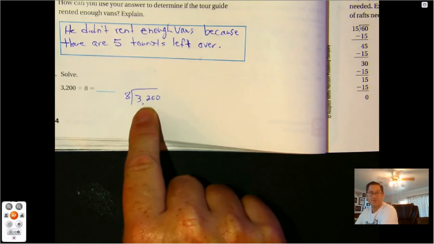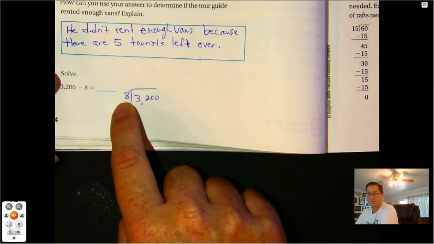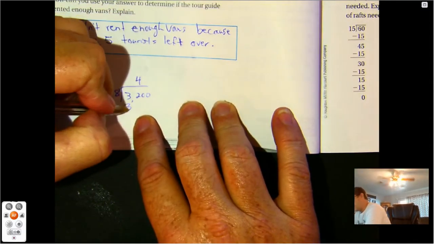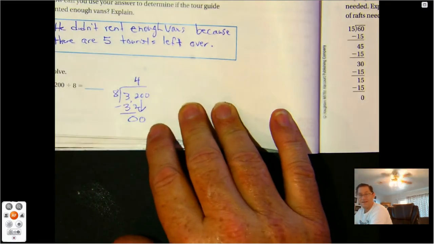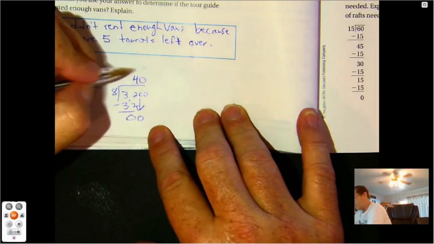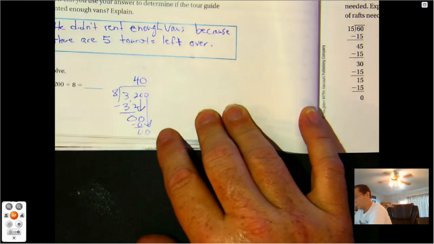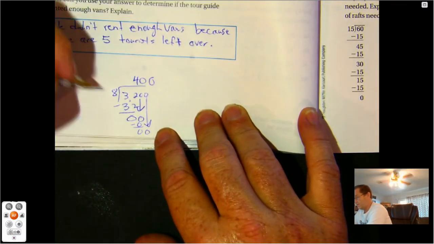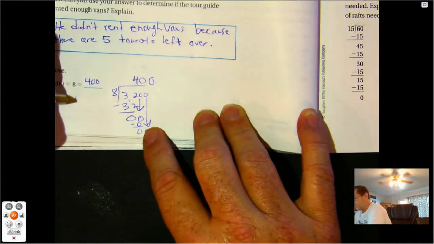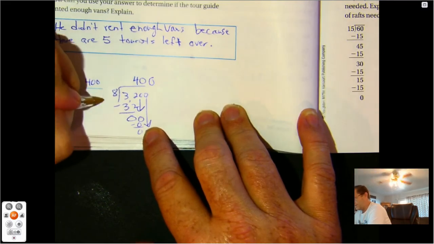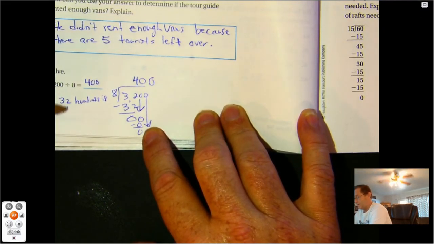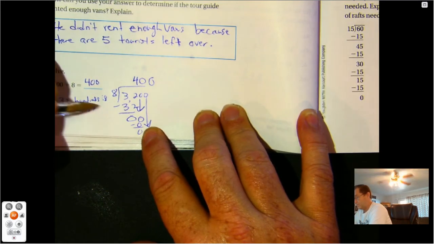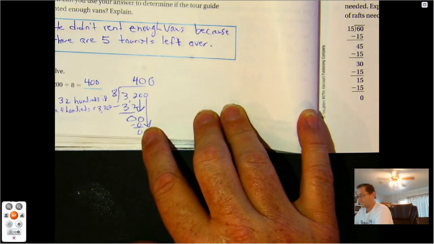3,200 divided by 8. There's a couple of ways of looking at this. This is a basic math fact. 32 divided by 8 is a basic math fact. So 8 times 4 is 32. Subtract. I have no tens left. 8 times 0 is 0. Bring down the 0 ones, so 0. 400. The other way we could have written that is 32 hundreds divided by 8. And 8 times 4 hundreds equals 3,200. So 4 hundreds.